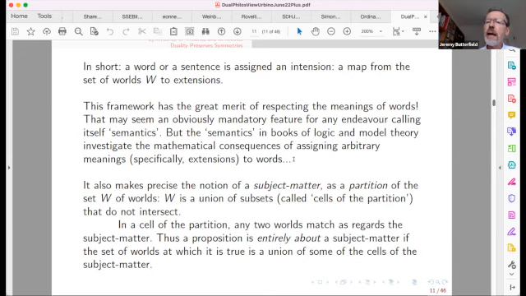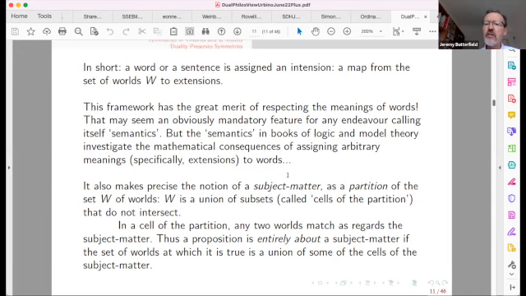So two worlds can match as regards a subject matter, and you can gather worlds under the equivalence relation of saying the very same thing about the given subject matter. And the equivalence classes of worlds under that equivalence relation are exactly the cells of the partition. So a proposition will be entirely about a subject matter if the set of worlds in which it is true is a union of some cells of that subject matter. Okay.